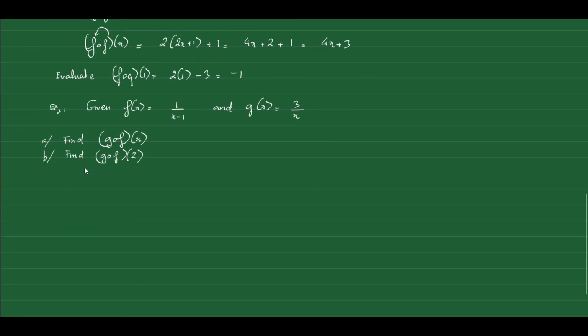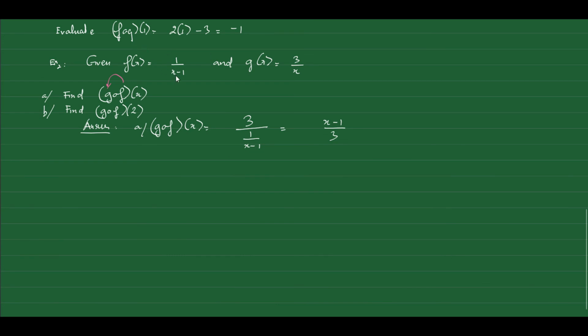Easy, you follow the same way. So g composed with f means you plug f into g, going backward. So you put f into g, so this into this, so you're going to have g of f of x. With f going into g, you have 3 over 1 over x minus 1. So keep, change, flip, and you're going to have x minus 1 over 3. Okay, so look at that.